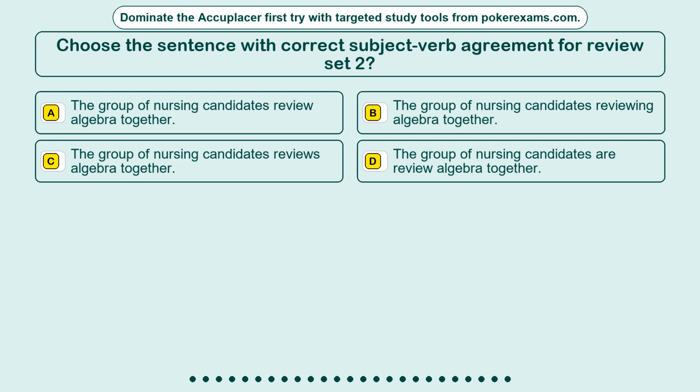Question 18. Choose the sentence with correct subject-verb agreement for review set 2. Option A. The group of nursing candidates review algebra together. Option B. The group of nursing candidates reviewing algebra together. Option C. The group of nursing candidates reviews algebra together. Option D. The group of nursing candidates are review algebra together.